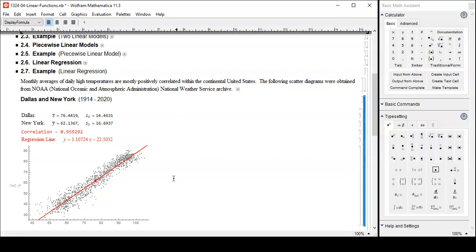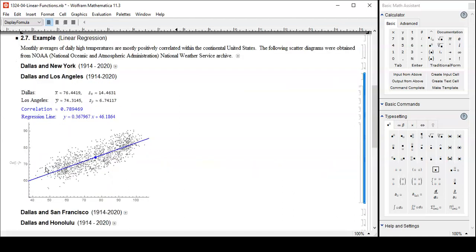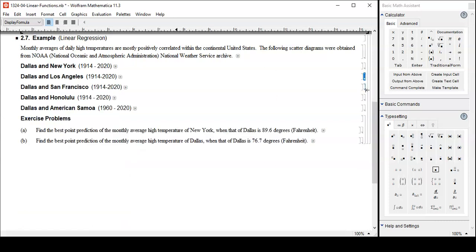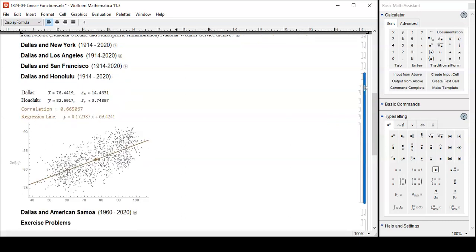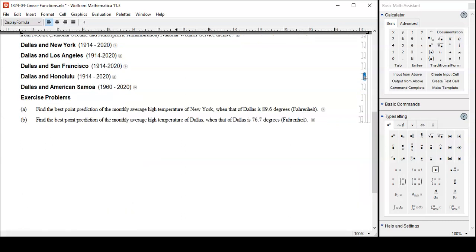But if you use business data, then it's more directly applicable in the business world, except that the data set will not be free. Anyway, Dallas and New York, and Dallas and Los Angeles. And as you can see, correlation is a bit weaker, but still you can see some linear correlation, so you can set up a linear model. Dallas and San Francisco, even weaker. Dallas and Honolulu, even weaker.